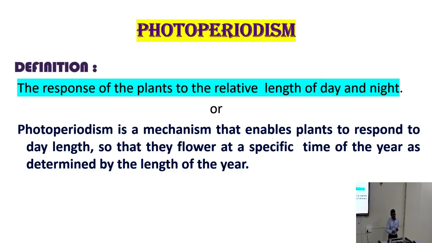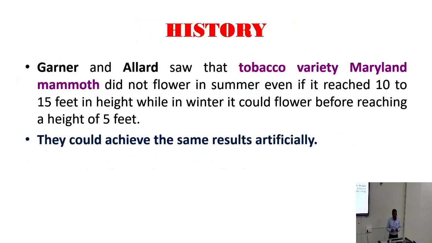Photoperiodism is the response of the plant to the relative length of day and night. Or it can also be said that photoperiodism is a mechanism that enables plants to respond to day length so that they flower at a specific time of the year as determined by the length of the year. So in the length of the year, the time at which the plant has to flower is decided by the light, and that response we call photoperiodism. Remember that photoperiodism is the response of the plants to the relative length of day and night.